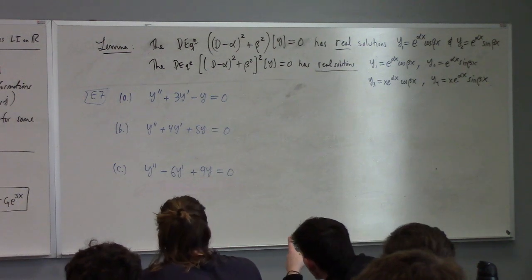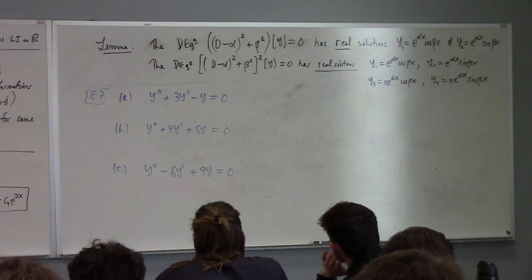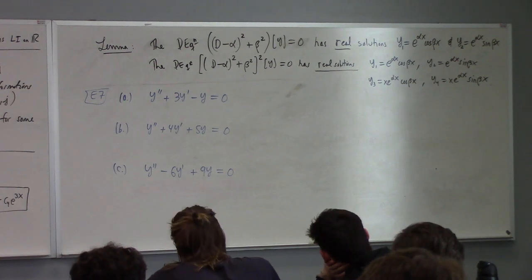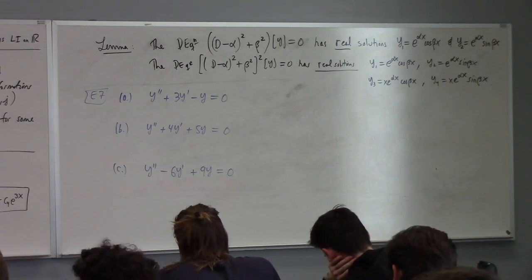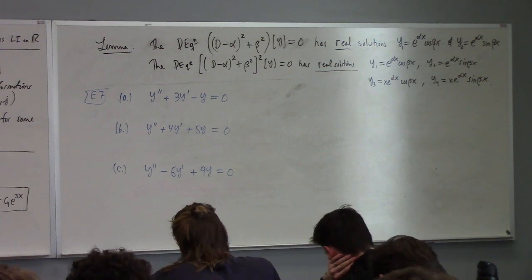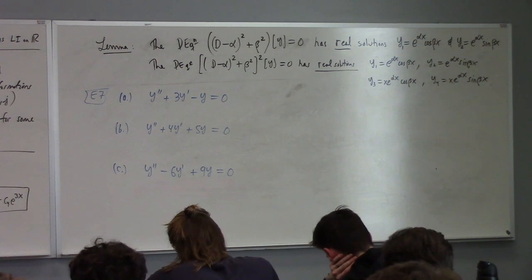For each one of these, I'm going to illustrate a method for you. That method is called completing the square. We can factor a polynomial by completing the square. How do you complete the square?